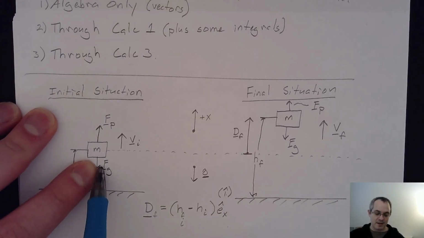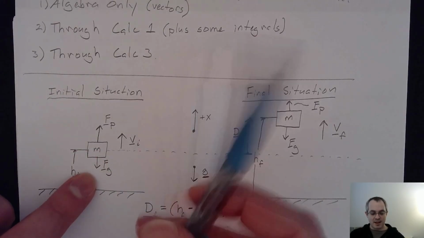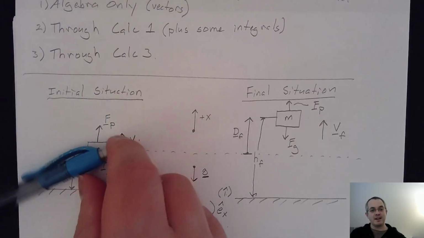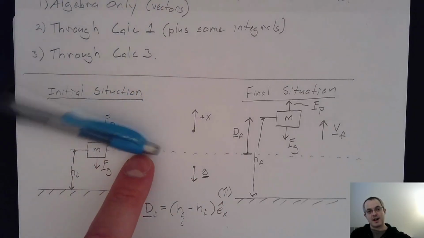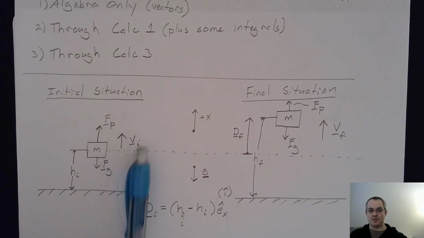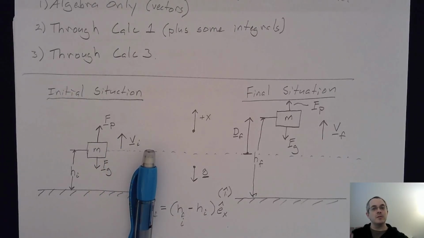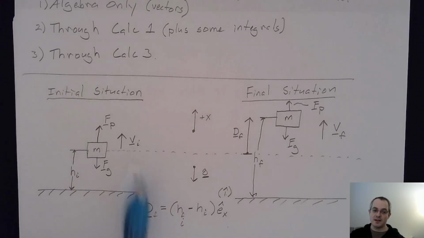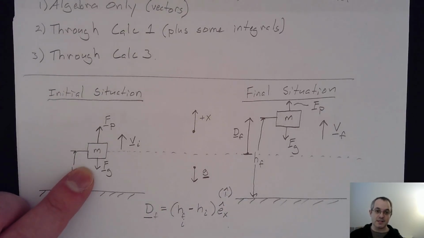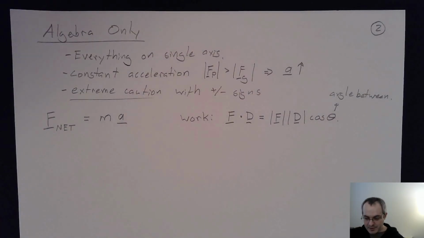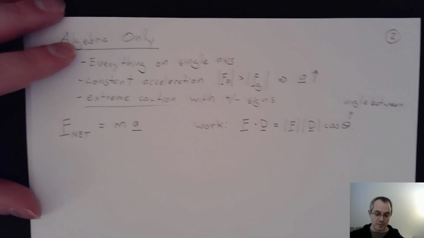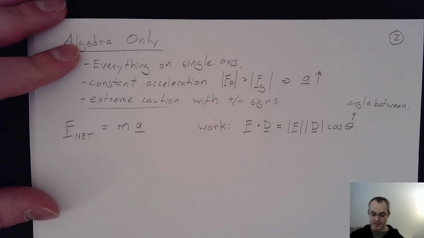Fg, on the other hand, since it points down, its angle is 180 degrees, right? You have to flip the pencil all the way, 180 degrees away, to get to where it's pointing. The cosine of 180 degrees, or cosine of pi, is -1. And so the product there is the negative of the magnitudes multiplied by each other. That's something we're going to have to be aware of, that definition there.